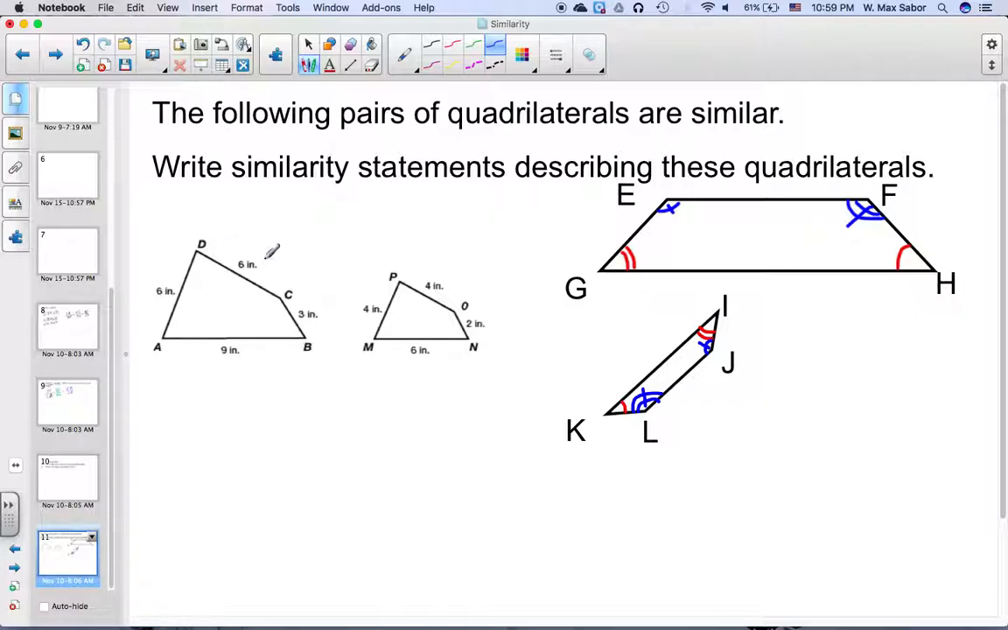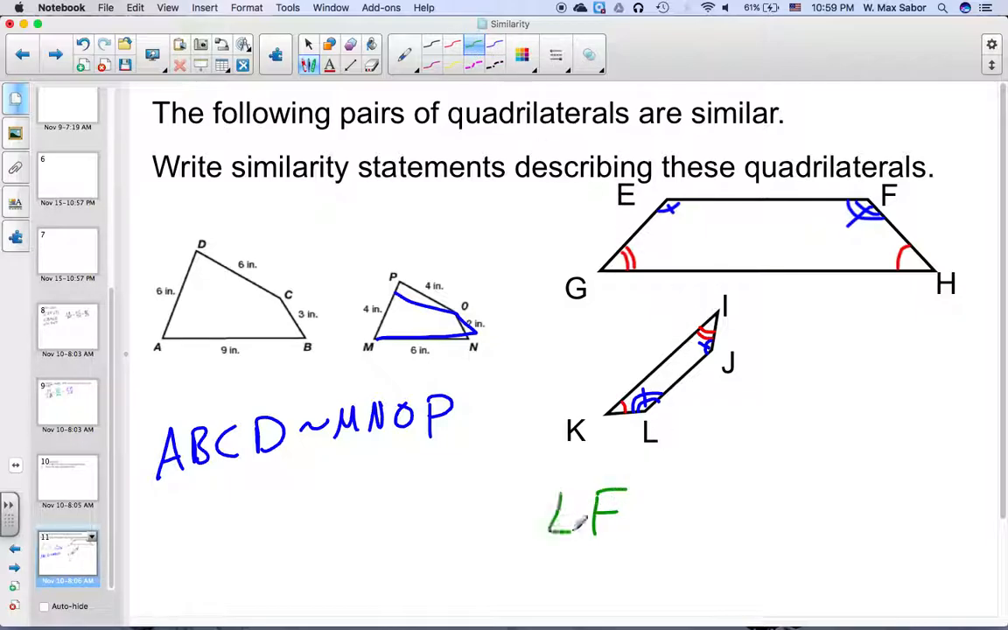So for example, I could say that here ABCD is similar to, I have to go in the same order, MNOP. If I look at this, EFGH is similar to, well, I want to start from the one arc with the tick mark, that's J, going over to two arcs with the tick mark, that's L, then to one arc, that's H or K, and then I. Thanks.